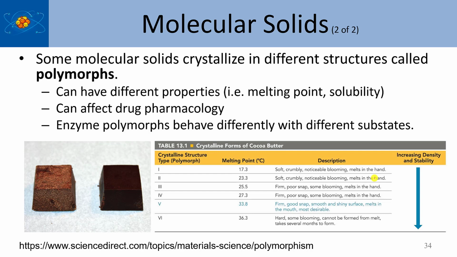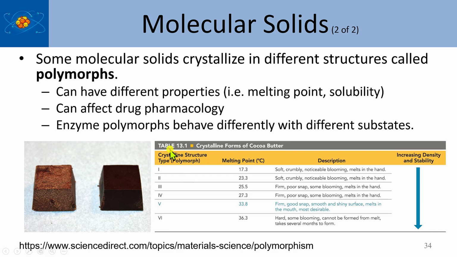Another interesting thing about molecular solids is that they commonly form what are called polymorphs. And the book gives an example of chocolate. It says crystalline forms of cocoa butter, but really what they're talking about is the making of chocolate.